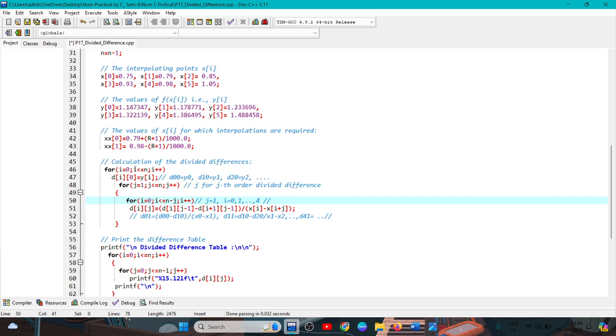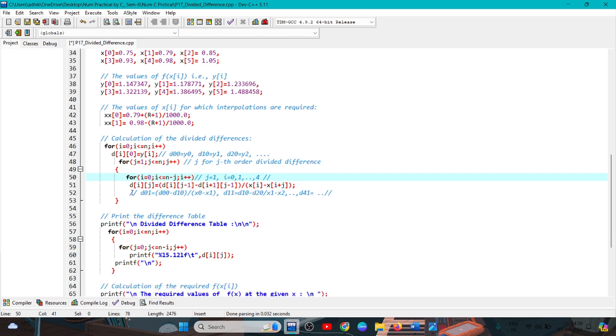Now we calculate the divided differences. For i equal to 0, i less than or equal to n, i plus plus, d i0 equal to yi. Actually when i equal to 0, d00 equals y0. Next i equal to 1, so d00 is y0, d10 is y1, d20 is y2. Actually this di0 gives the values of yi.